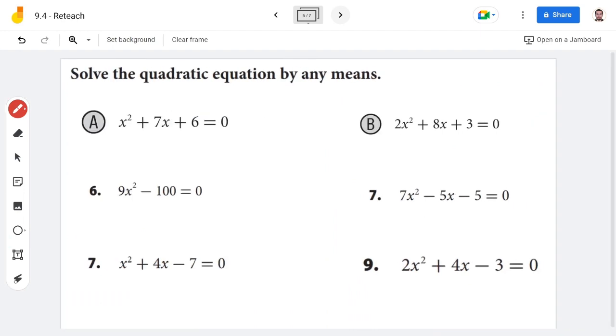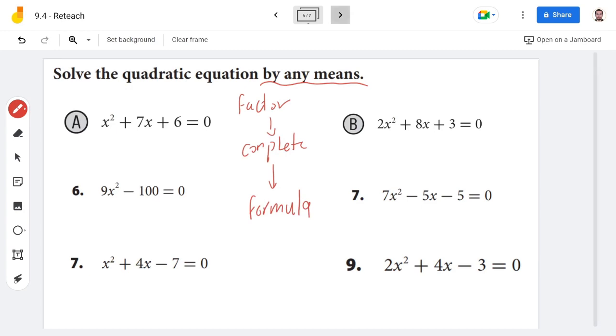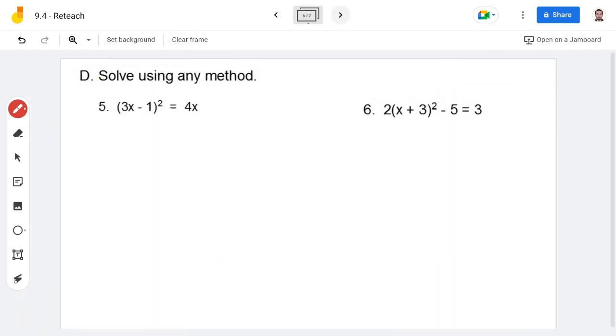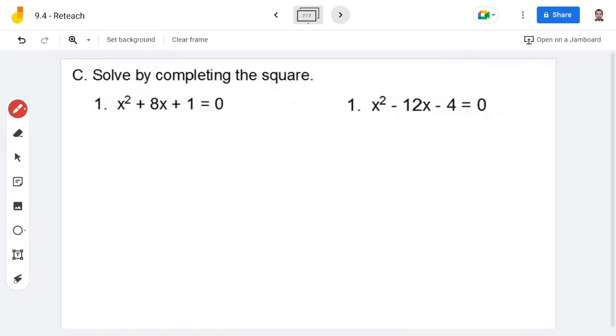Now try to solve this one by using any method. As I told you, first try to factor. If you can factor easily, that's correct. If you can't factor, go to completing the square. So try to complete the square if you can. Now use the quadratic formula. That's it for today. You can now try to solve these types of questions and also try to solve these.